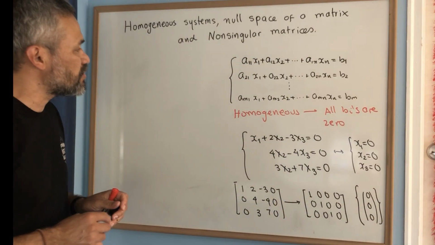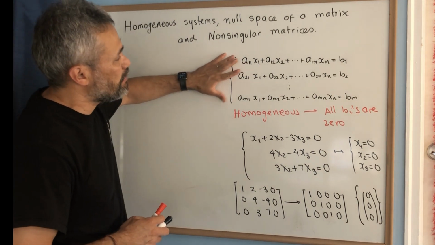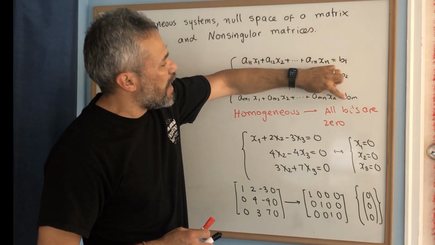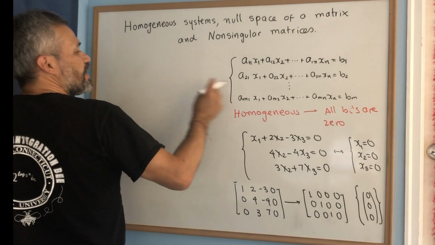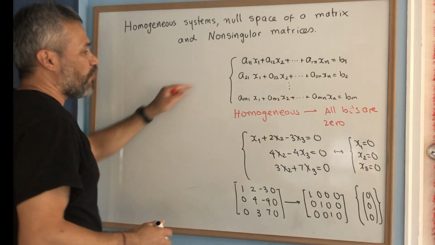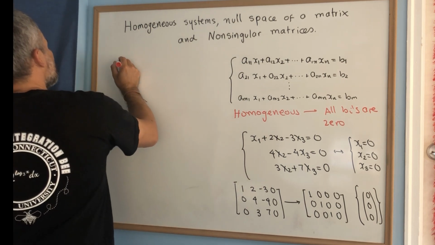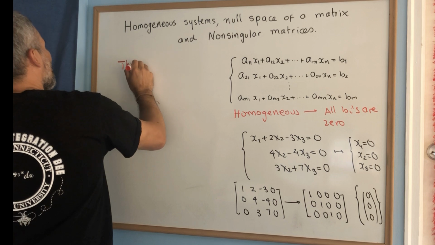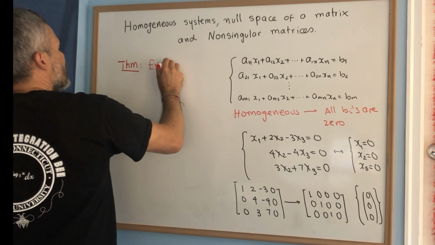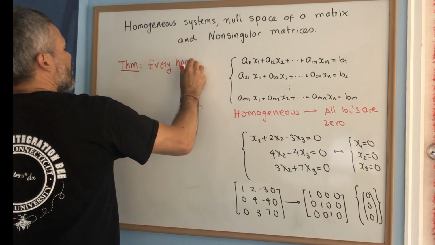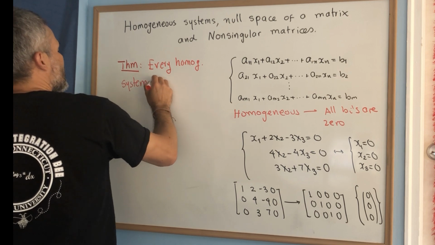Then an important observation is that if we have a homogeneous system, since all the b sub i's are equal to 0, then we can pick all the x equal to 0, and that would be a solution. Let me write that as a theorem. Theorem: every homogeneous system is consistent.